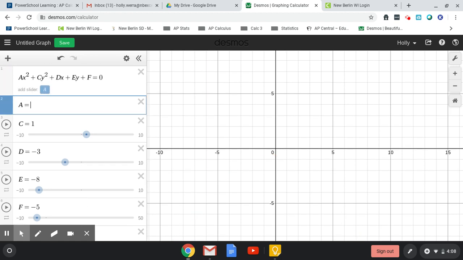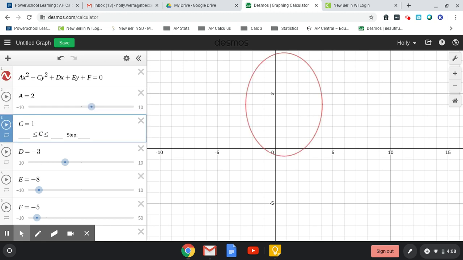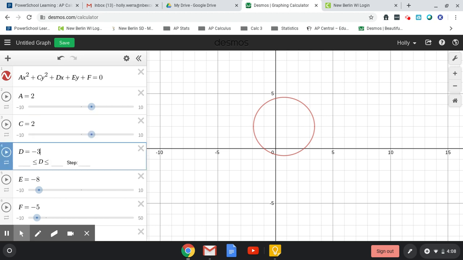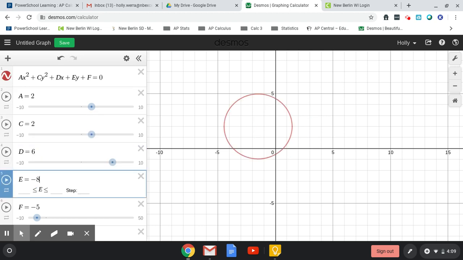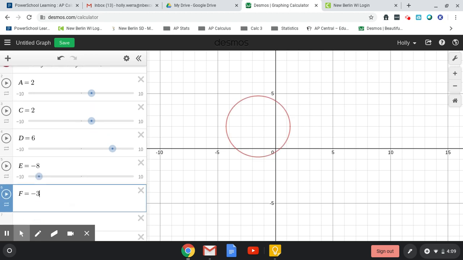So we've got an E, we've got 2x squared plus 2y squared plus 6x minus 8y minus 3. Okay, so we've got a circle for that one. Looks good, just like we suspected.